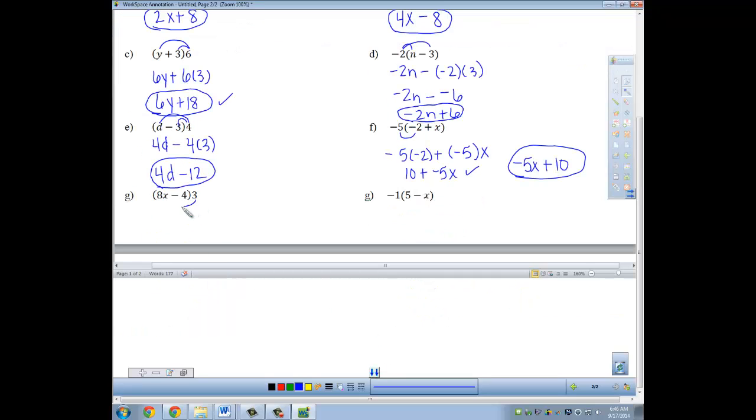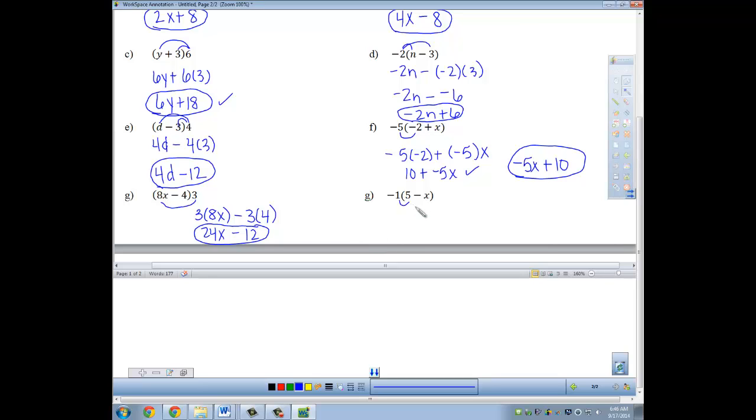So negative 5x plus a positive 10. Part G, got 3 times 8x, then minus 3 times 4. 3 times 8x is 24x, minus 3 times 4 is 12, and that is all I can do.